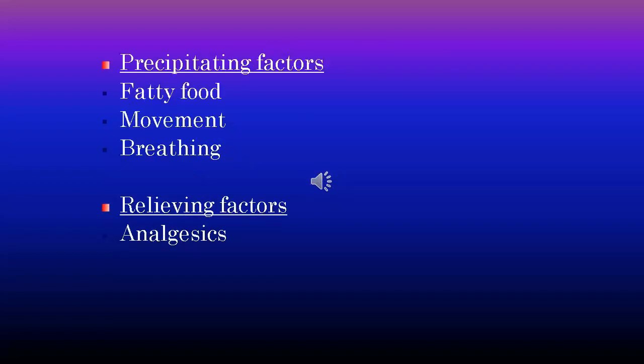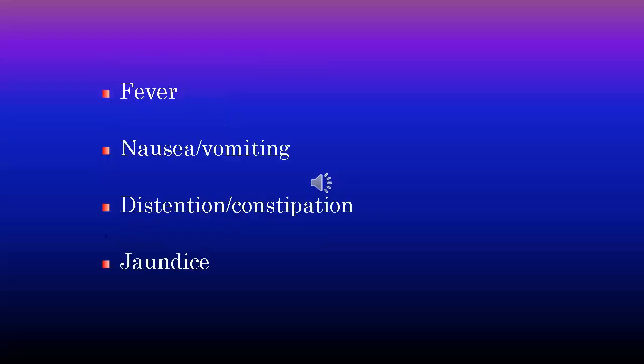In patients with cholecystitis, the precipitating factors are fatty meals, movement, and breathing, which increase the pain, and it is also relieved by analgesics. The constitutional symptoms associated with acute cholecystitis are fever, nausea and vomiting, distension, and sometimes constipation. The patient may also develop jaundice.